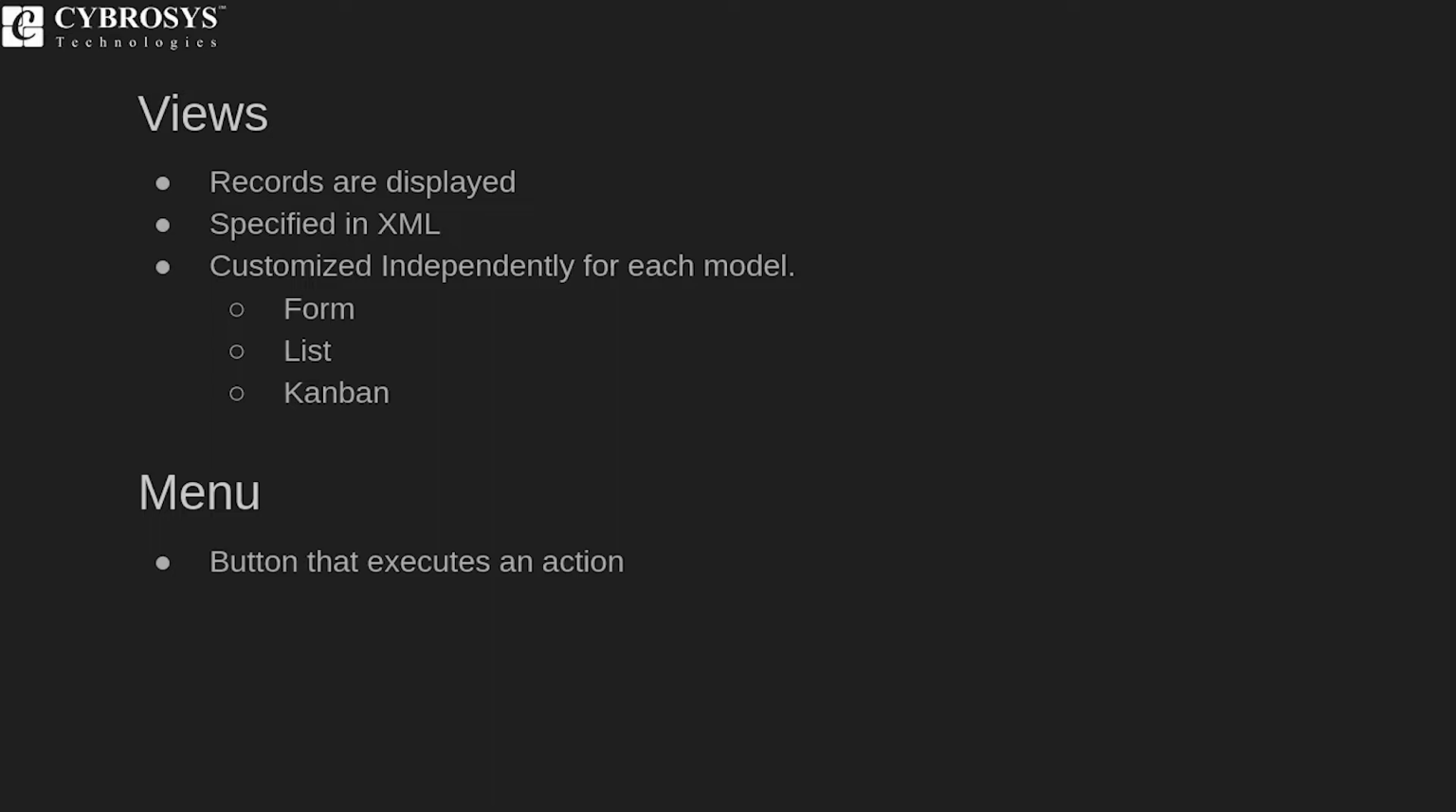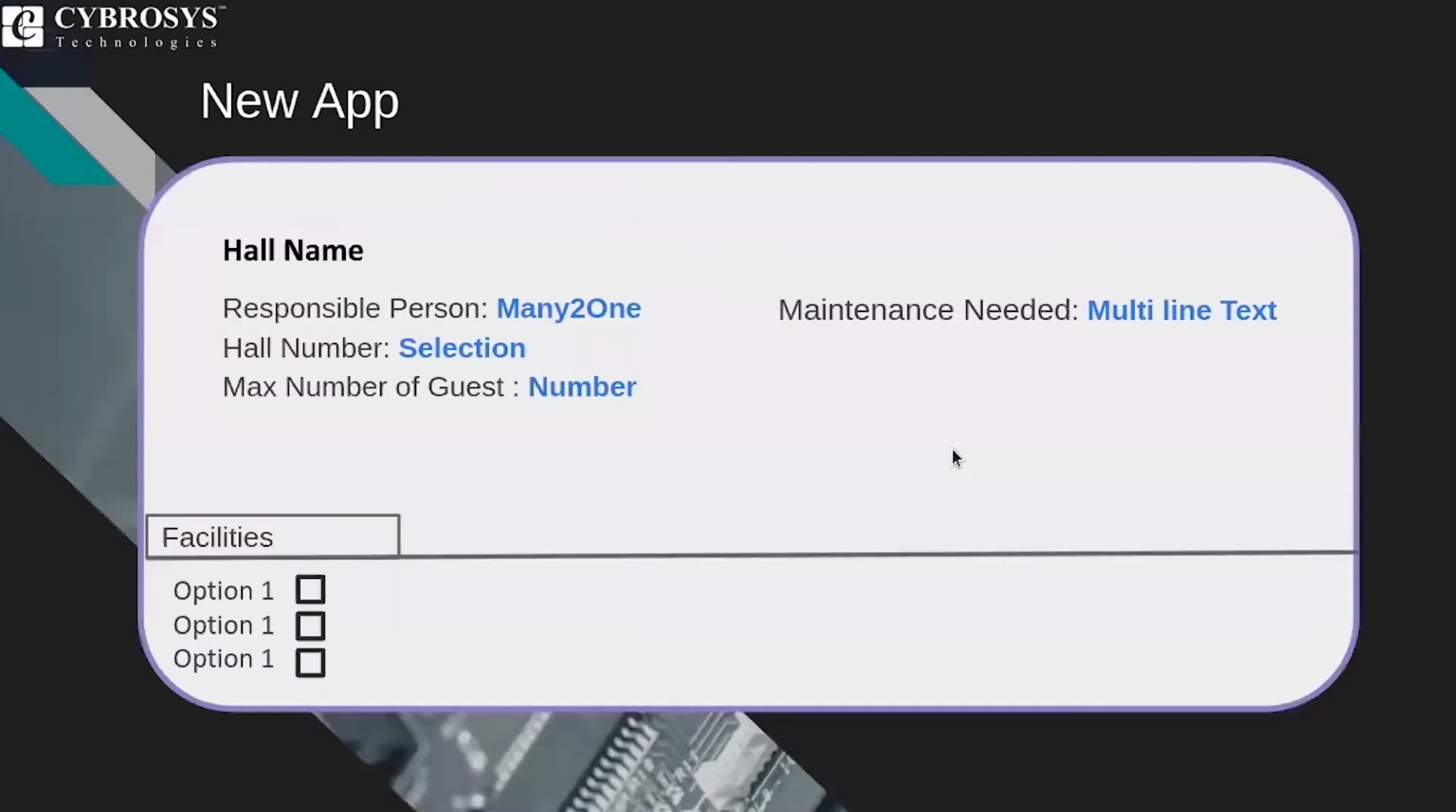A menu is what we see as the options in the navbar, where we can select and be redirected to different pages. All those models come under these menus. Now these are the basic concepts of the Studio module, and now let's go and create a new app.